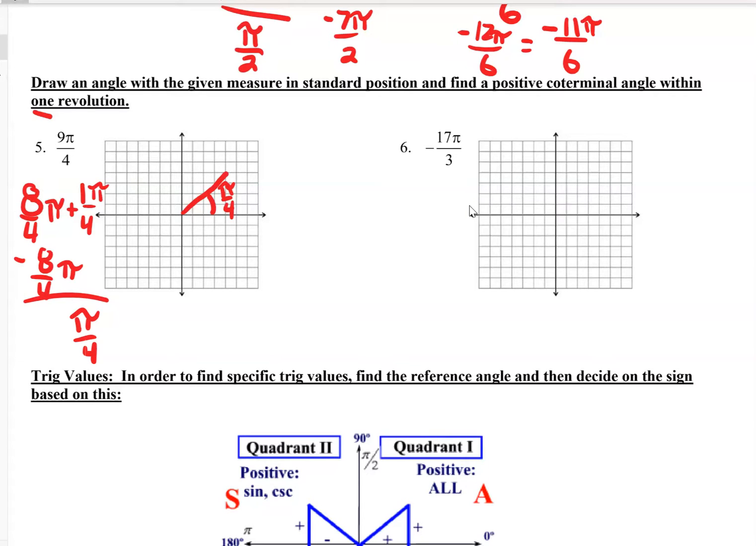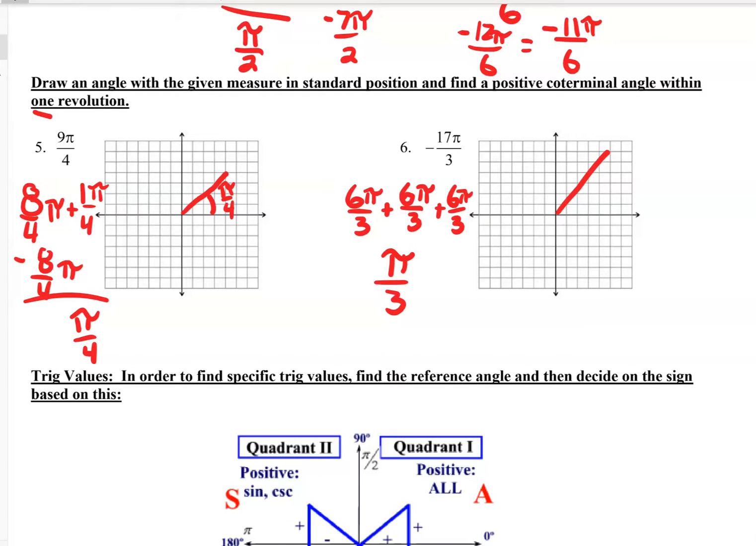Negative 17 pi over 3. Let's see. 17 over 3. I want to add 2 pi to that. So that's 6 pi over 3. That won't get me there. I'll have to add another 6 pi over 3. And really, I'm still a little short. I'll have to add another 6 pi over 3. So when I do that, I'll add 18 pi over 3, which gives me 1 pi over 3, positive. So pi over 3 is 60 degrees.